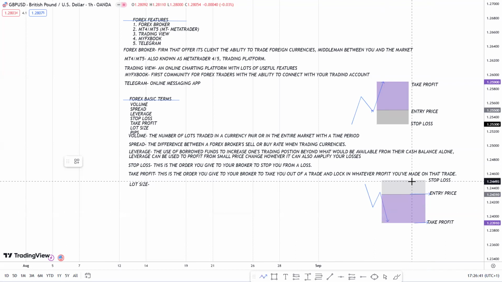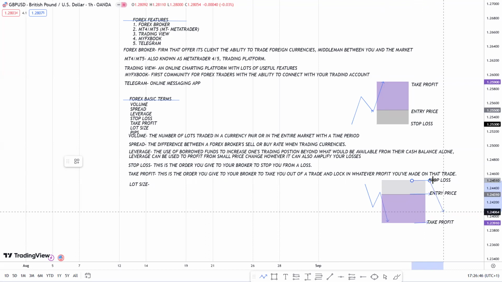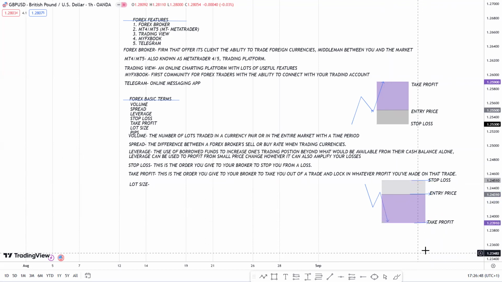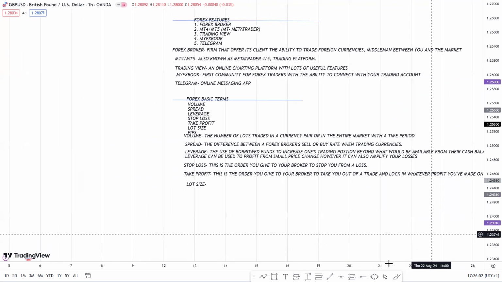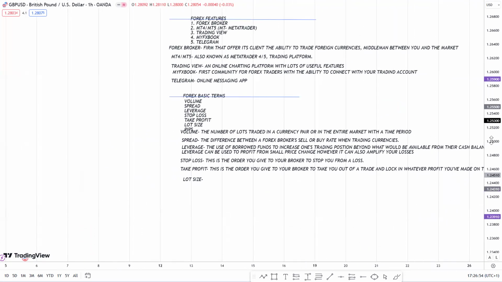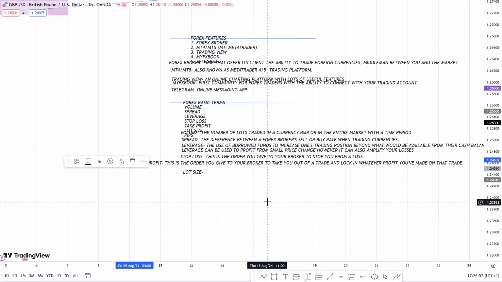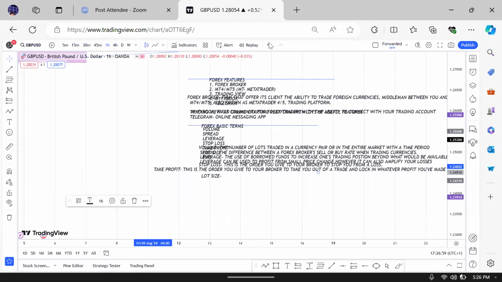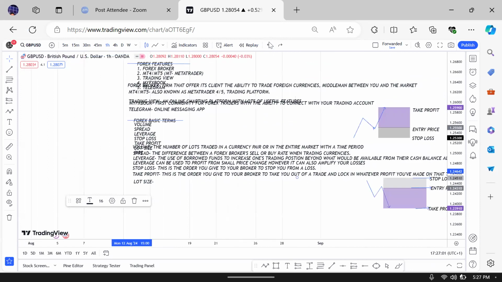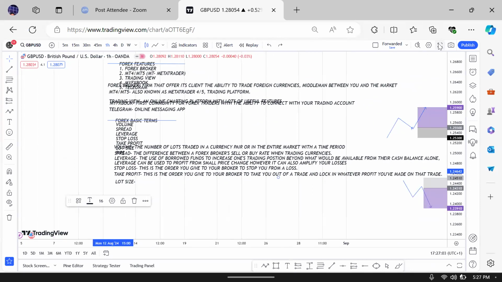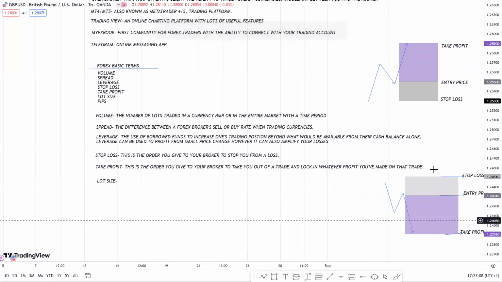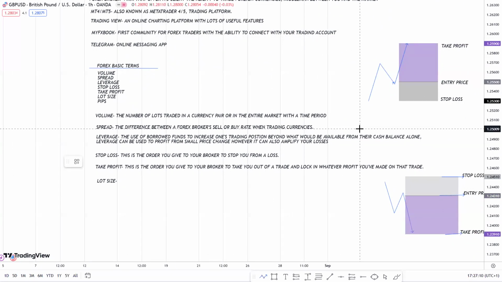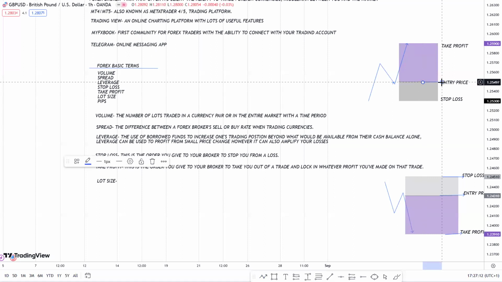You don't know the entry point. You don't know the reason why they're taking it. If they are telling you to buy a particular pair, you don't know why they are telling you to buy the pair. You're just there taking the signal because you know signals make money, and so on and so forth. So that's it. So this is stop loss, take profit, entry.